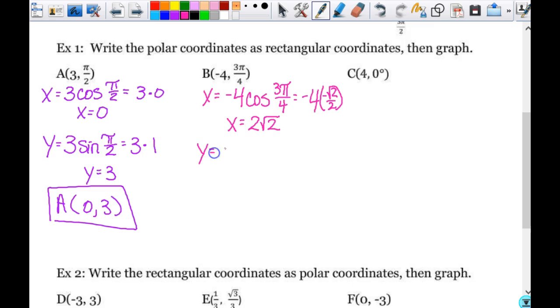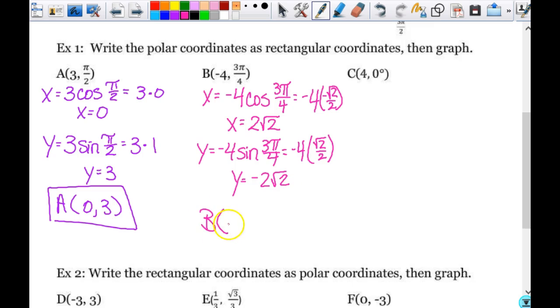Then y equals -4 sine of 3 pi fourths. My reference angle is still pi fourths. Sine of pi fourths is what? Square root of 2 over 2. And that's in the second quadrant, so is it positive or negative? Positive. So it's square root of 2 over 2. So that means y is going to be a negative 2 square root of 2. So my point for B is 2 square root of 2, negative 2 square root of 2.